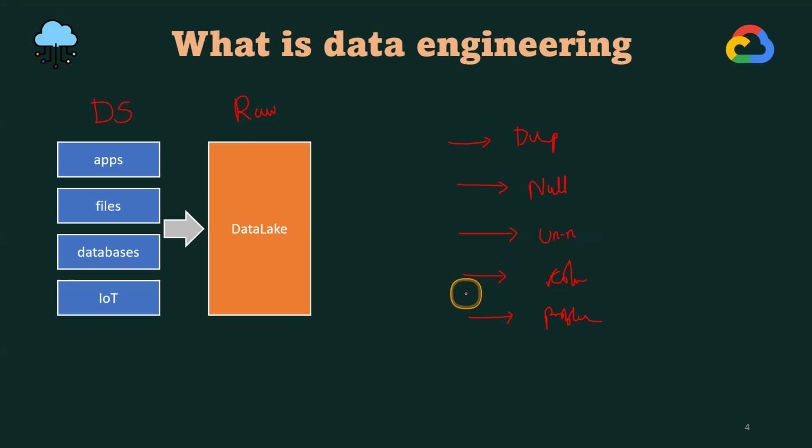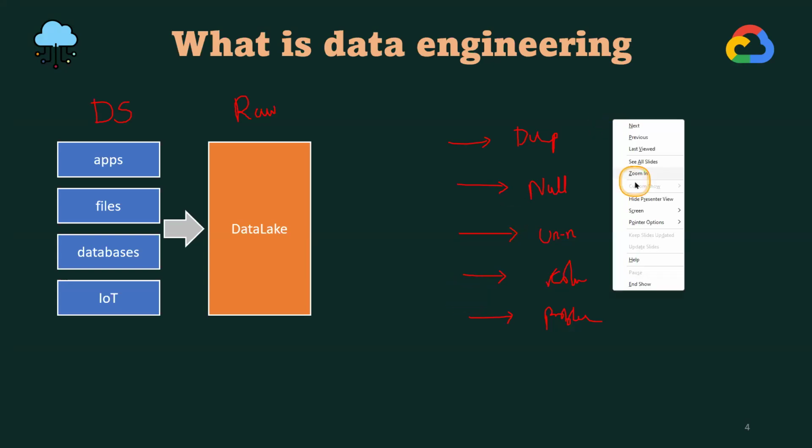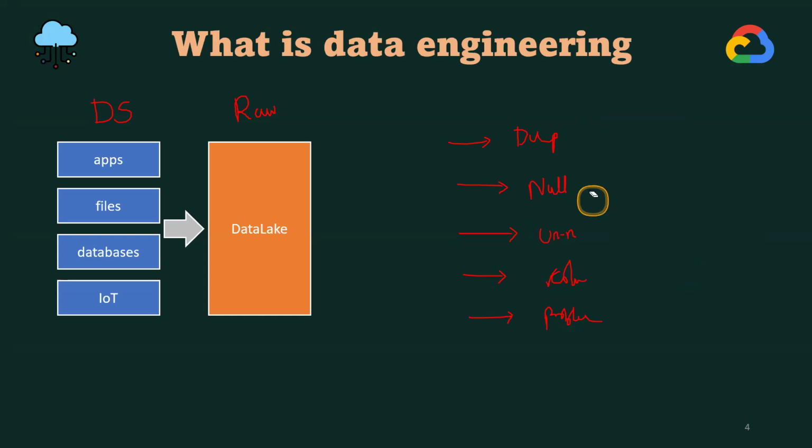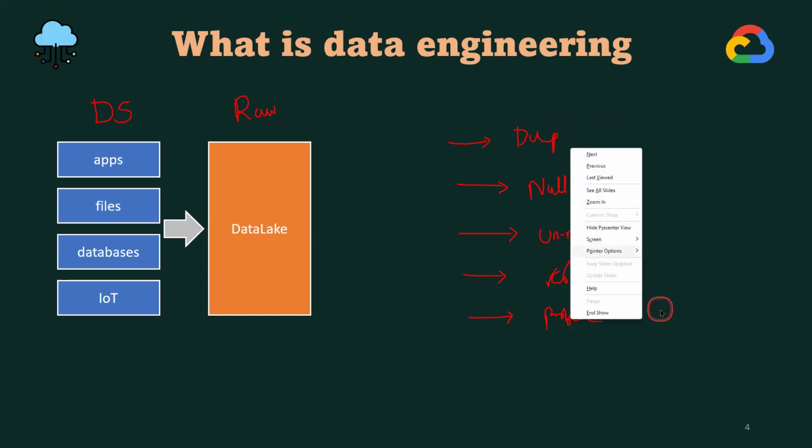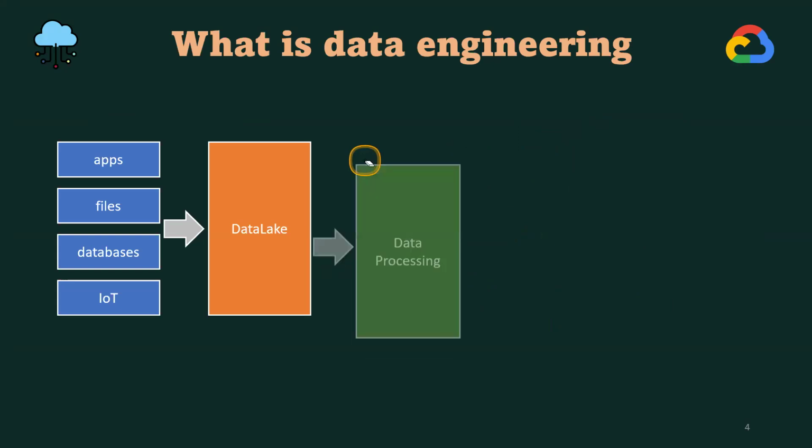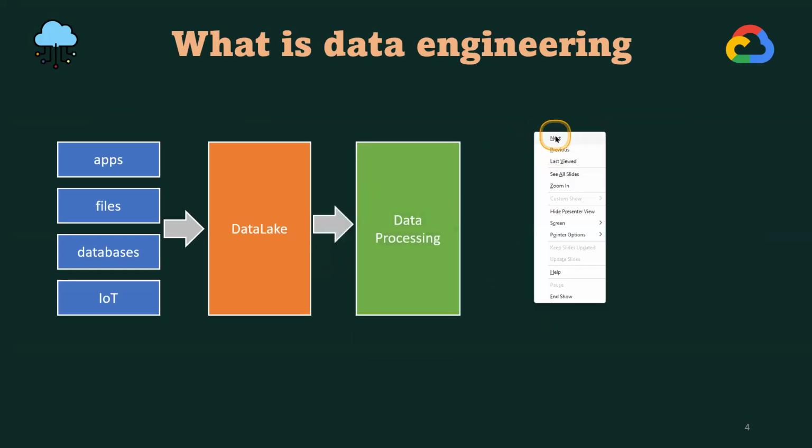So when the raw data has this many problems, such as duplicates, null values, unnecessary data, and extra columns, you can't use this data directly for the analysis. That is the reason people in the company try to process this data.